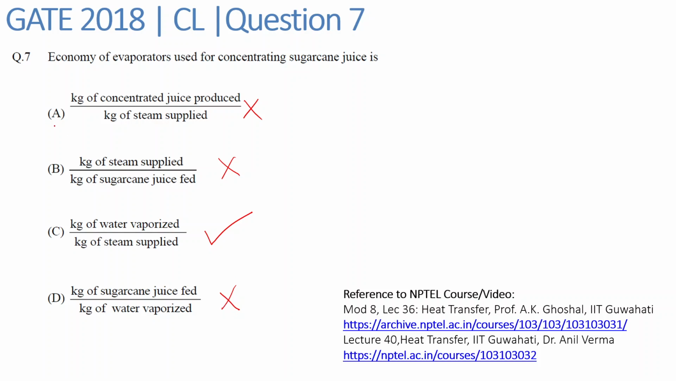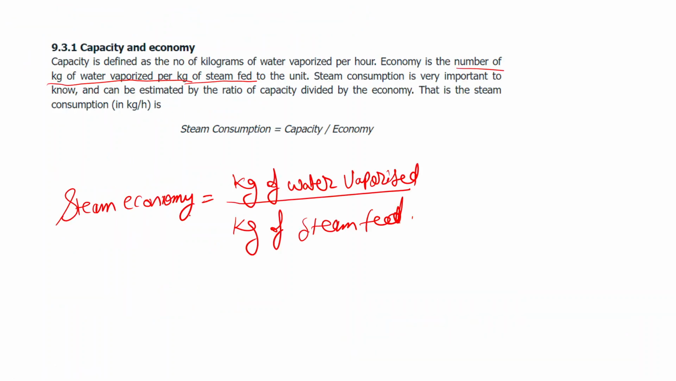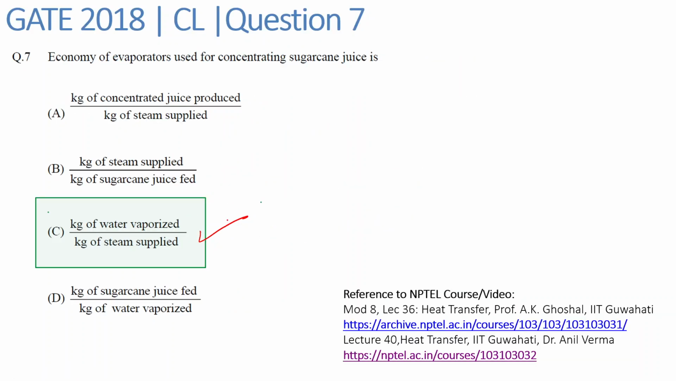So from the given four options, the correct answer is option C, that is kg of water vaporized upon kg of steam supplied. So you can select option C amongst the given four.